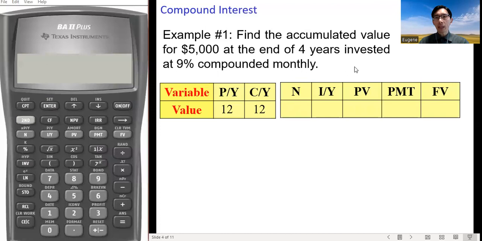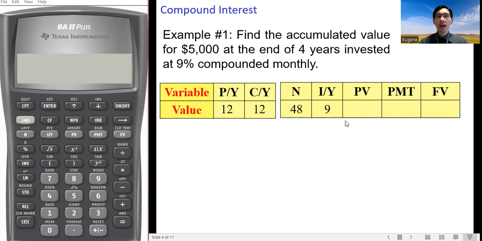And then the key N of the TVM worksheet, the total number of compounding periods. Here the interest rate is compounded monthly. The period is 4 years. So altogether, N equals 4 times 12, which is 48. And IY is the nominal rate, which is 9%. We input 9.